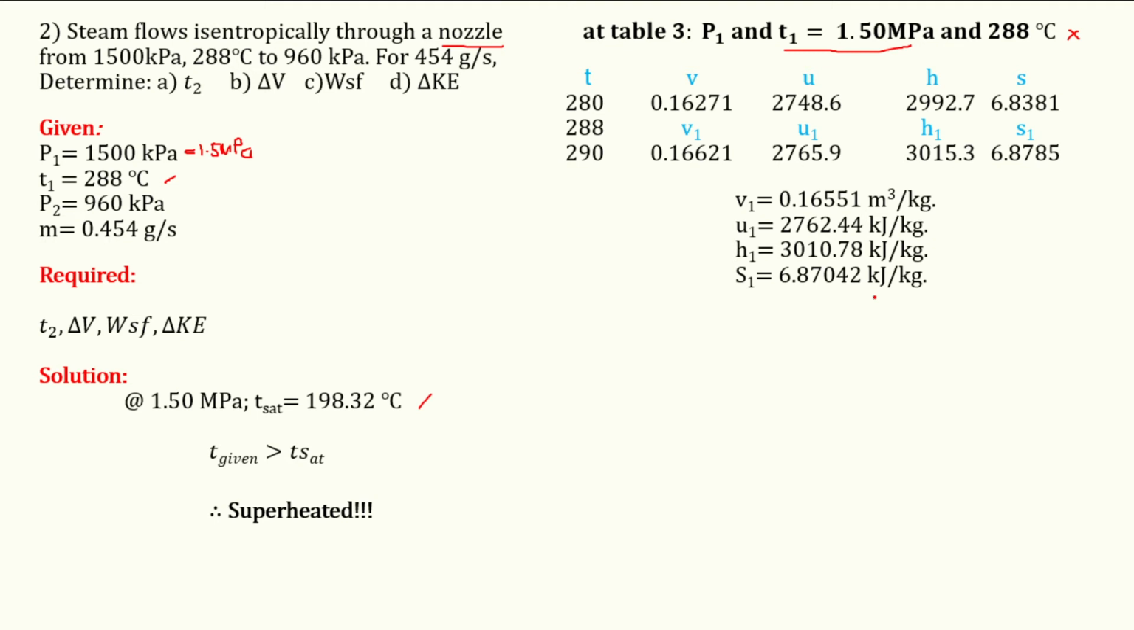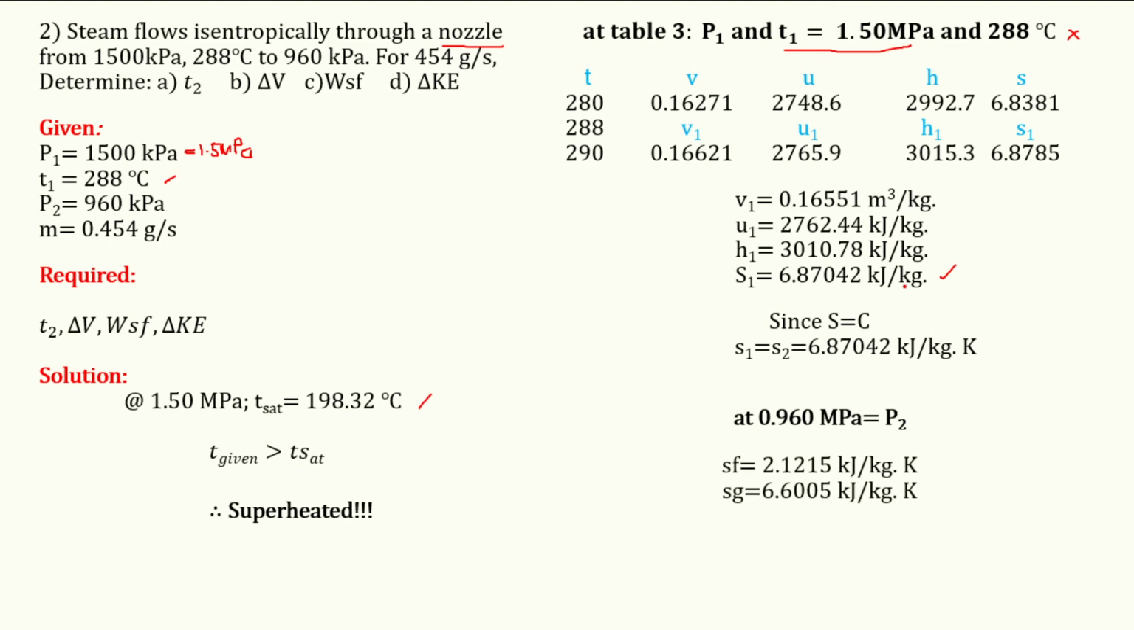Okay, so okay na yung properties natin sa condition 1. Ganon ulit, yung S1 natin ay equal sa S2 since isentropic tayo or adiabatic process. So S1 is equals to S2 is equals to 6.87042. Then yung S2 mo, yun yung gagamitin mo para ma-determine mo kung ang iyong condition 2 ba ay superheated, saturated, or subcooled.